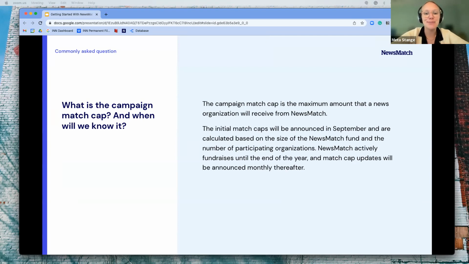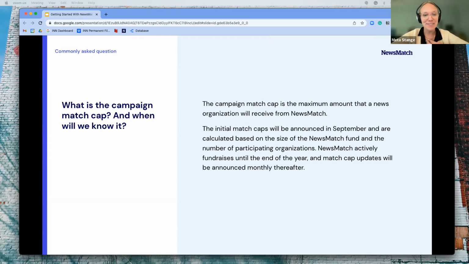We announced the initial match cap in September, but NewsMatch continues to fundraise throughout the year, so we'll continue to provide monthly updates after that. We've heard from newsrooms in the past that having the match cap earlier in the year enables them to go out to their community and message the need for community matches to hit their overall goal, which is why we announced that initial cap as early as September, but it may change in October, November, and even December.